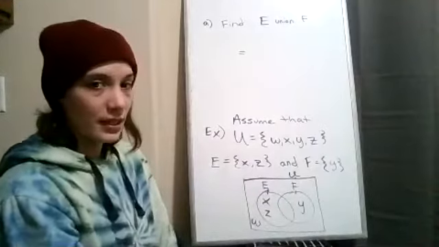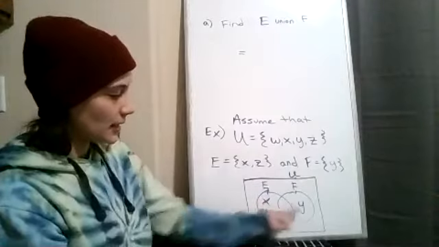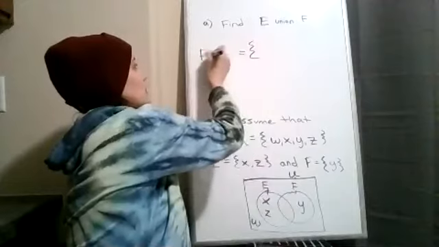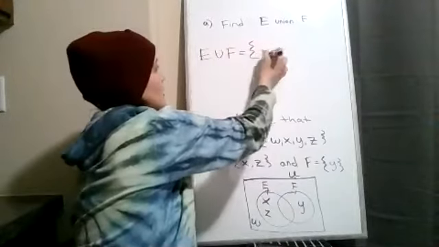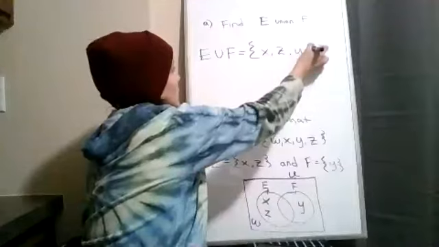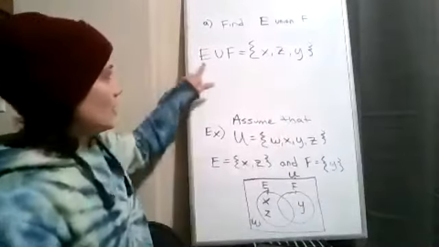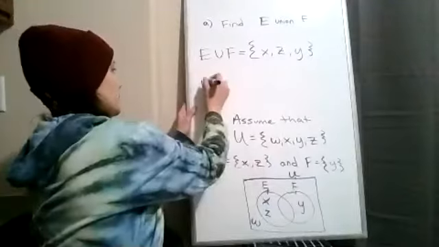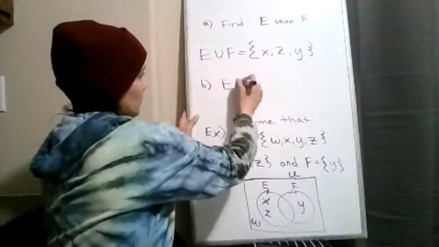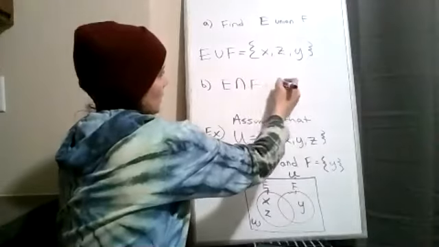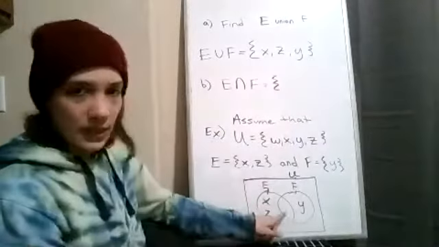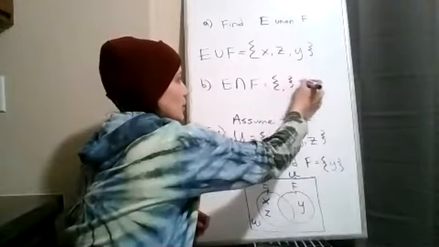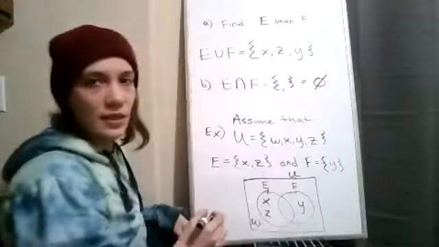Okay. E union F contains X, Z, and Y. So, and that's E or F. E and F, oh, it's empty. So you can put the empty bracket symbol for the empty set.